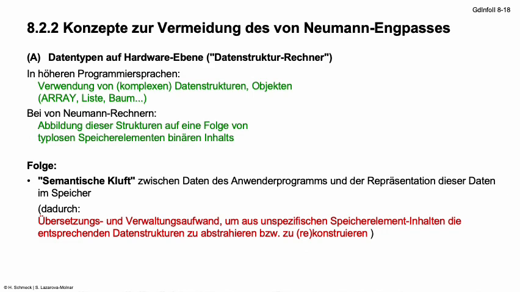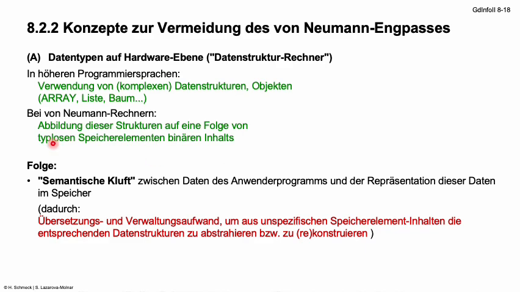So one way to reduce the impact of the von Neumann bottleneck is through using hardware-level data types. Basically it means that whatever you have in the higher programming languages, like the use of complex data structures and objects like array, list, tree, etc., in the von Neumann computer is mapped into a sequence of typeless memory elements of binary content.